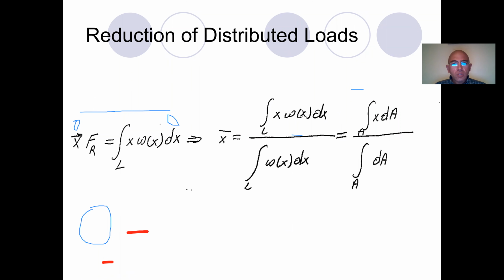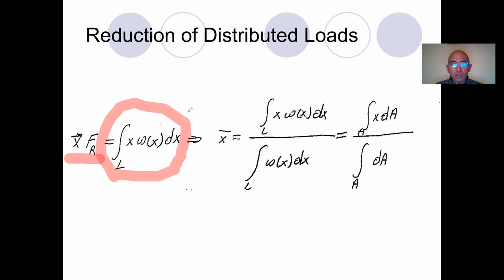So now the other thing is the location. I mean, how can I determine the location of the resultant force? Now, this is an analogy. In fact, the moment generated by the resultant force has to be equal to the moment generated by the distributed loads.